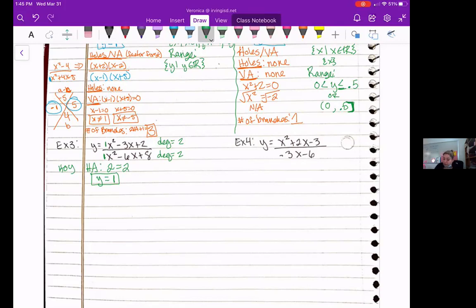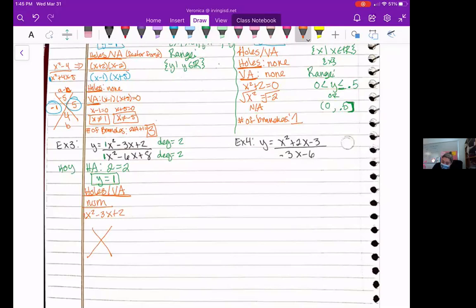Okay. Now, we can move on to our holes and vertical asymptotes. Remember, in order for us to find our holes and our vertical asymptotes, we have to factor first. So we're going to factor the numerator, which is x squared minus 3x plus 2. How do we factor? We're going to set up our little diamond.